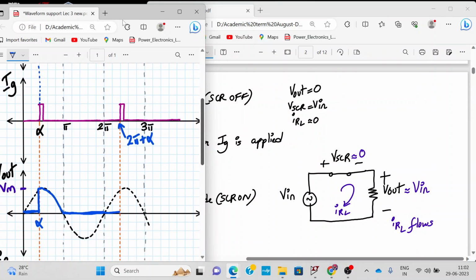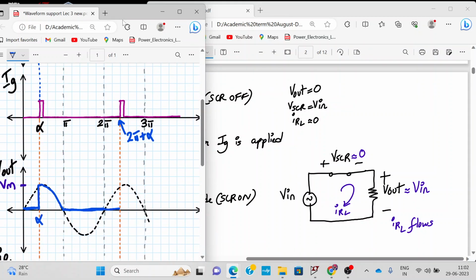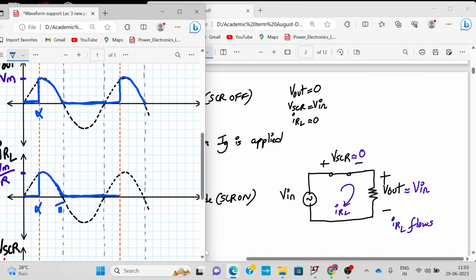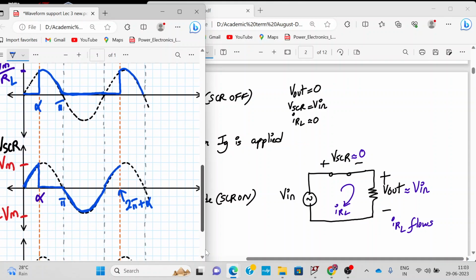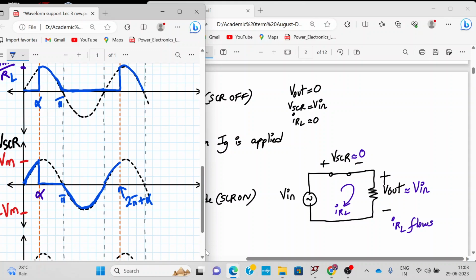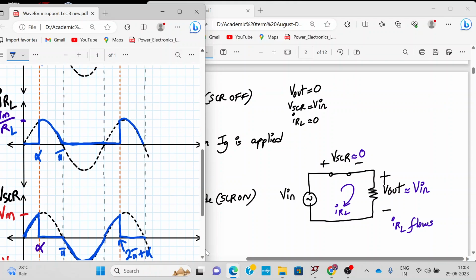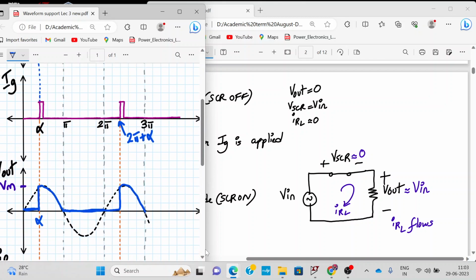So let us draw that over here. From 2 pi plus alpha to 3 pi, my output will follow the input. So output is following the input over here like this. All right. Then what about the IRL? IRL also will follow the V out nature, but that will be divided by RL. So your output current, load current will also follow a similar nature to V out. What about the voltage across the SCR? The voltage across the SCR will become 0 for this duration. All right. So this is the status of the circuit from 2 pi plus alpha to 3 pi.